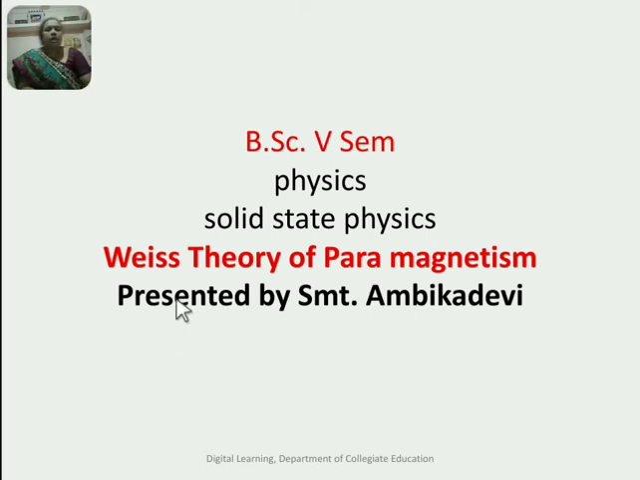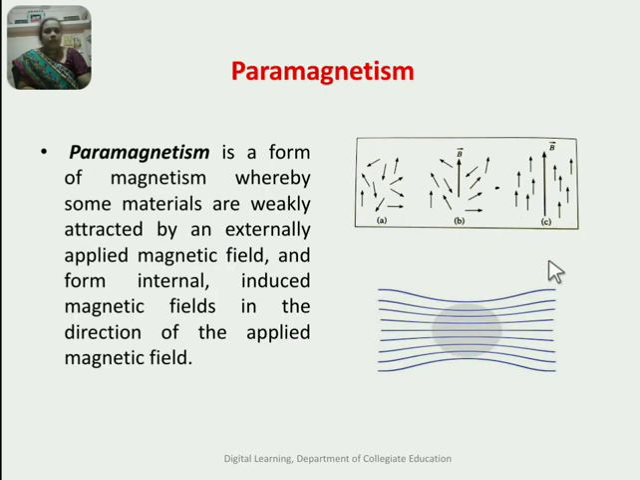So, let us now begin with session 29 of BSc 5th Sem Solid State Physics course, and this session is related to Weiss theory of paramagnetism. Now, we will study what is paramagnetism.